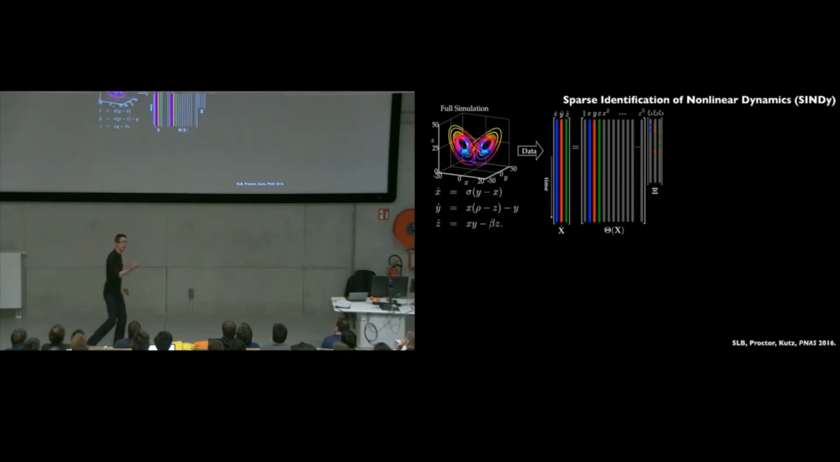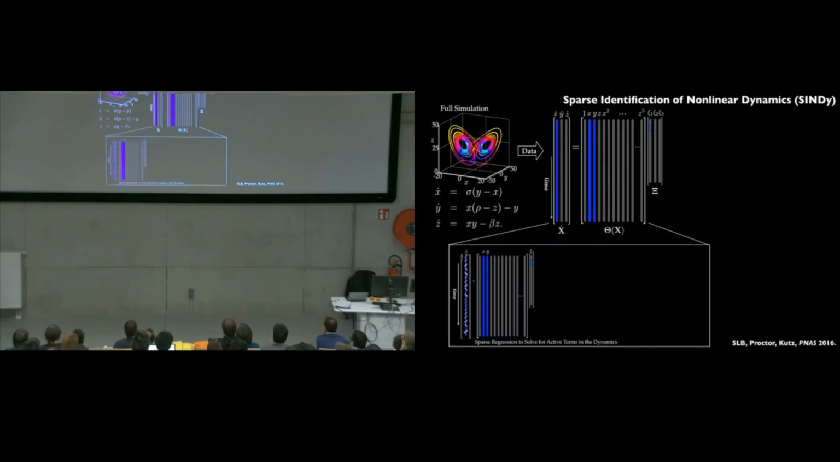We're going to try to find the fewest columns of theta that add up to explain x dot, and the fewest columns that add up to explain y dot, and the fewest columns that add up to equal z dot. And that's a sparse regression problem. When I say fewest, that means we're going to have a sparsity penalty on our regression. We're going to do the same least squares regression, but we're going to add a sparsity penalty.